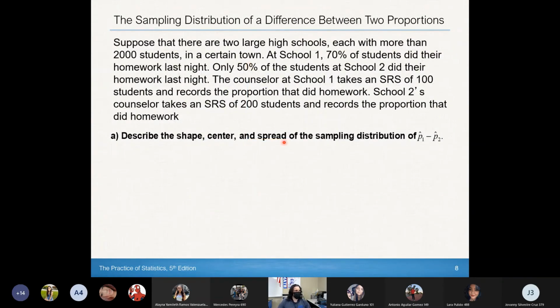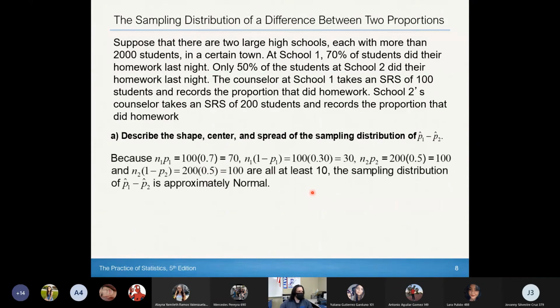So we have that same context that we saw previously. School 1, 70% of students did their homework. School 2, 50% of students did their homework. We have an SRS of 100 from school 1, and an SRS of 200 from school 2. We need to describe the shape, center, and spread of the sampling distribution of p hat 1 minus p hat 2. Because n1 p1 equals 70, n1 times 1 minus p1 equals 30, n2 p2 is 100, and n2 times 1 minus p2 is 100, all are at least 10. The sampling distribution of p hat 1 minus p hat 2 is approximately normal. That's what our large counts condition tells us. When that is met, the distribution should be approximately normal.